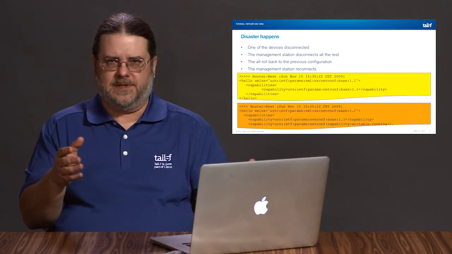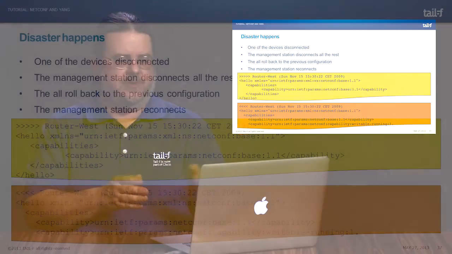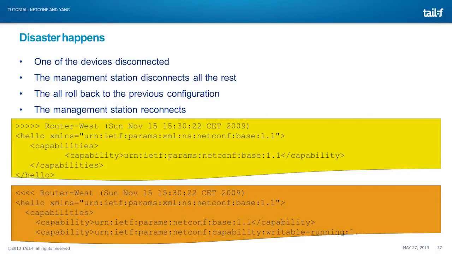One of the devices disconnected. Here we showed the use case talking to router West, but we may have been talking to two, three more routers as part of this, doing similar operations of the connection, the capability exchange, the locks, the edit configs, validates, confirmed commits. If something went wrong, maybe it succeeded here on router West, but it failed on router East.